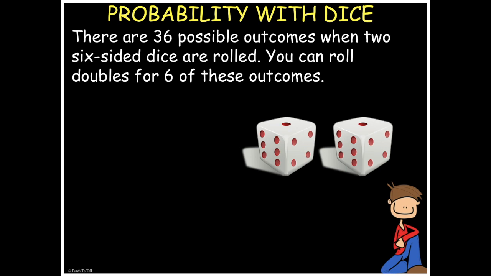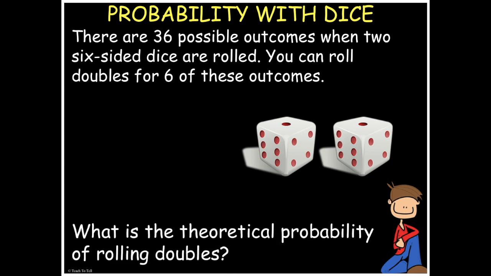There are 36 possible outcomes when 2 six-sided dice are rolled. You can roll doubles for 6 of these outcomes. We already looked at a chart showing all the possible outcomes for dice, and so we already know that. Go back to review if you need to. So what is the theoretical probability of rolling doubles? This means, according to the math, how often should we get doubles? We know that 6 out of 36 have the possibility for doubles, which is a 1 in 6 chance.